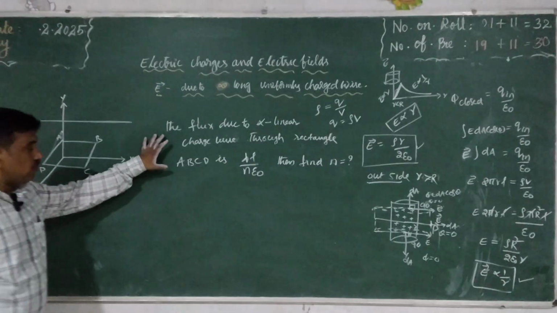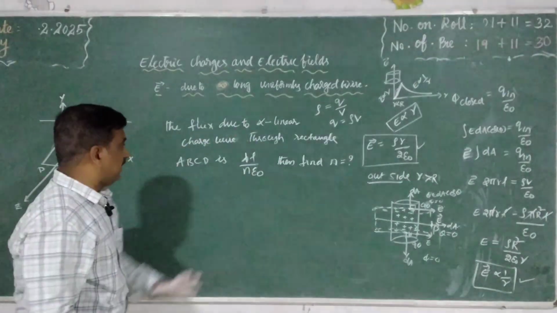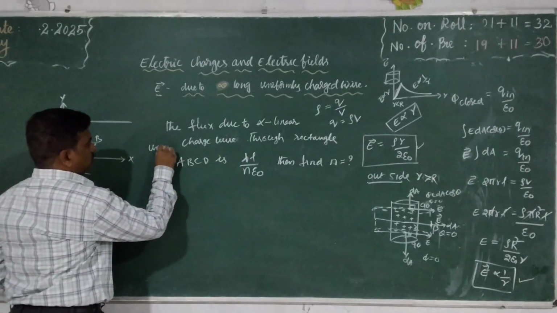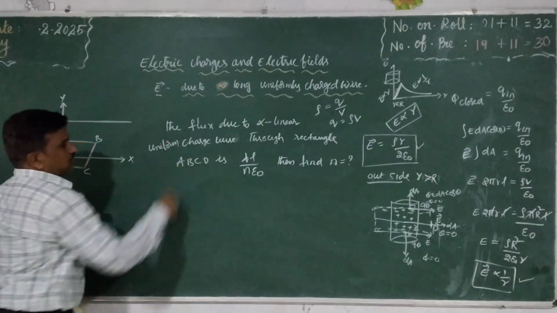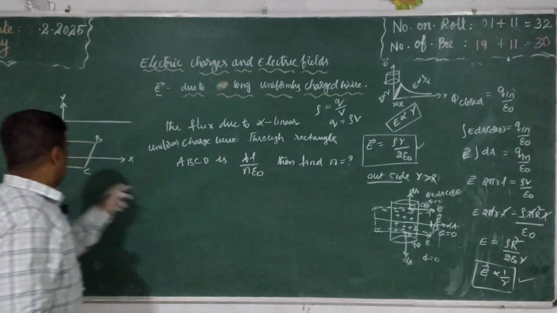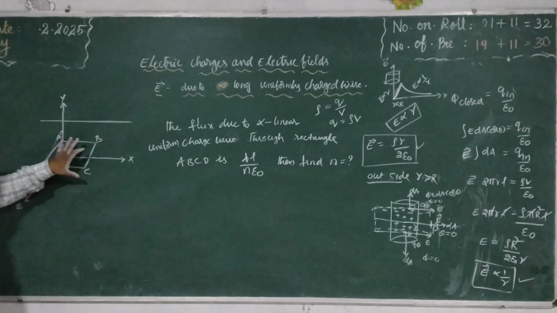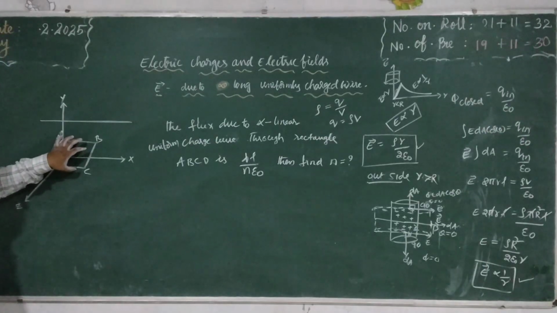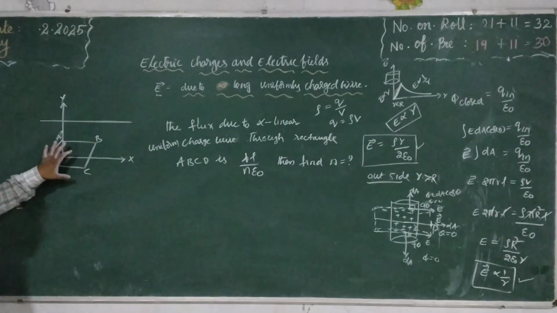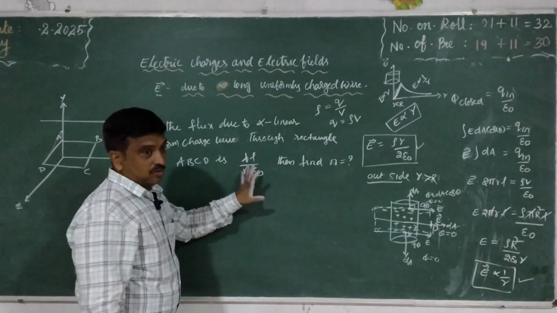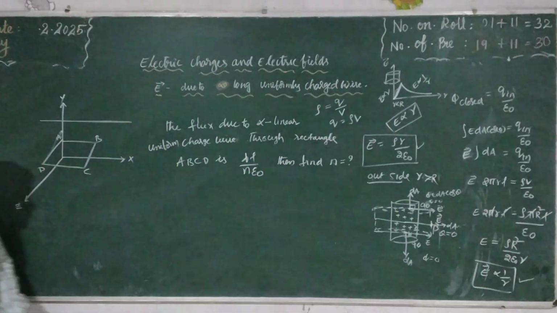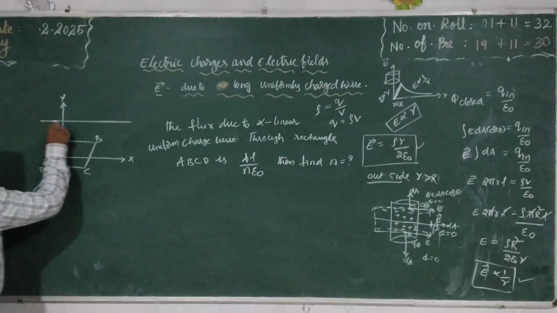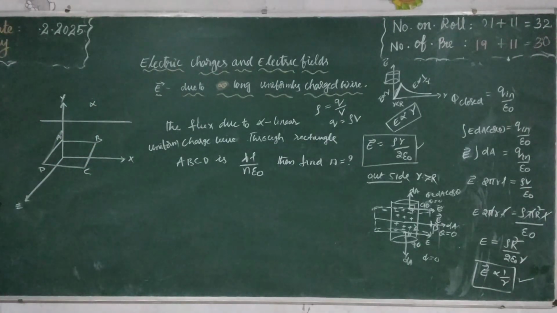Listen to the problem once again. The flux due to an infinitely long uniformly charged wire through rectangle ABCD, how much flux passes through this rectangle ABCD? That is lambda L by n epsilon naught. What is the n value? That we want to find out. This is the infinitely long linear uniformly charged wire. Due to this charged wire, what is the flux through this rectangle ABCD? That we want to find out.